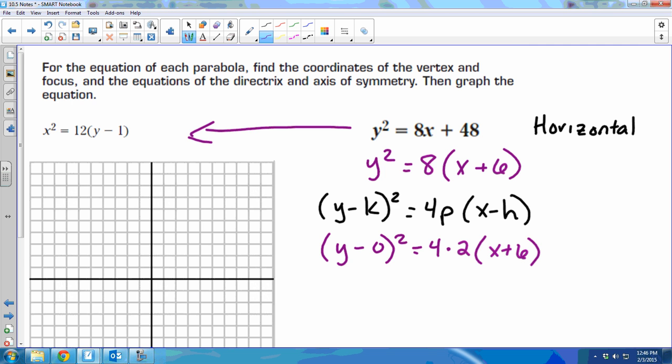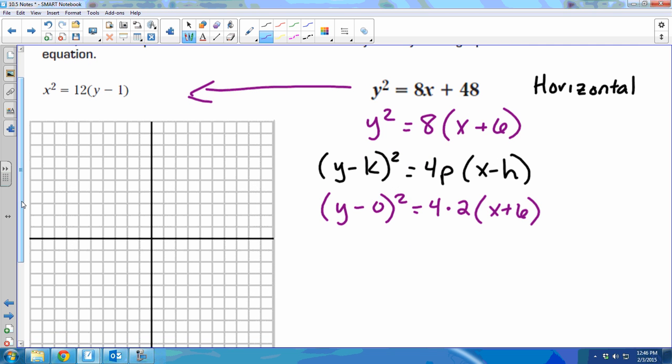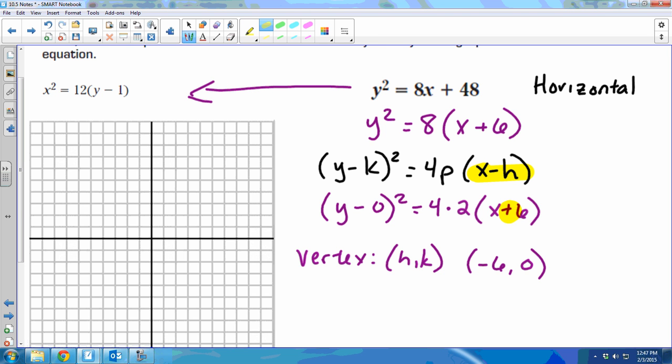All right, so from here we would find our 4 things. Our vertex is still (h, k). Be careful on horizontal ones. H is always with X and K is always with Y, so don't write them out of order. The vertex then is at -6, 0. The original standard form equation has a minus sign. Ours has a plus sign, so it must be negative. And again, H is always with X and K is always with Y.